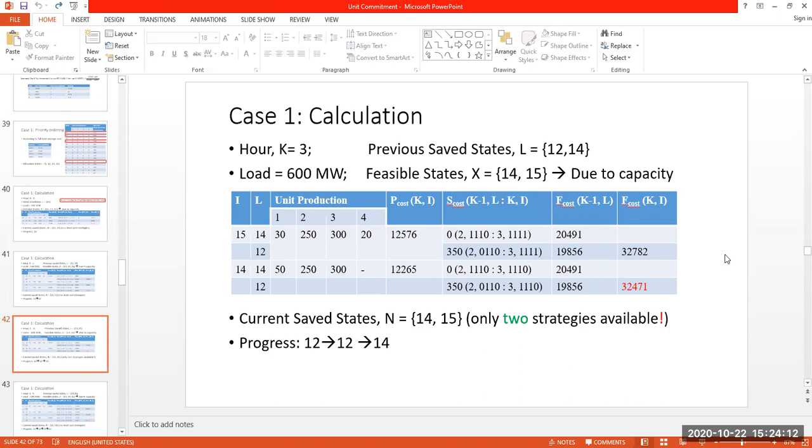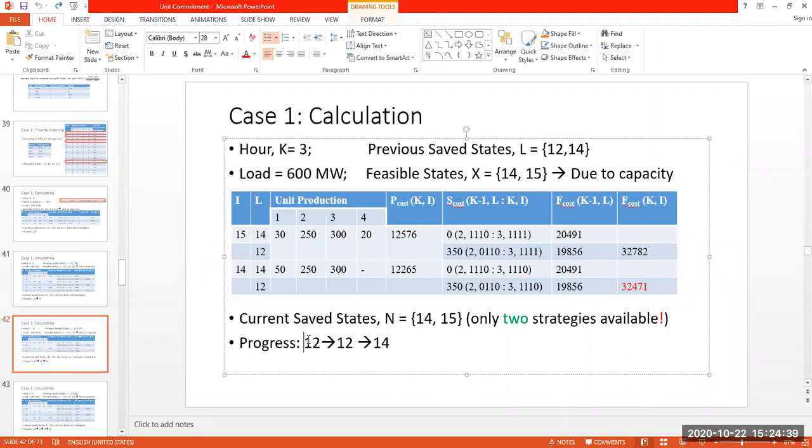So in this way, we can proceed. Okay. And here also we see that, because 12 is no more a feasible state, it's very clear that we can't stay at 12. Our state has to have some transition. So in this case, we see that transition from 12 to 14 in hour 3 gives us the least cost strategy. So we progress as 12 in hour 1, 12 in hour 2, and in hour 3 we have 14.